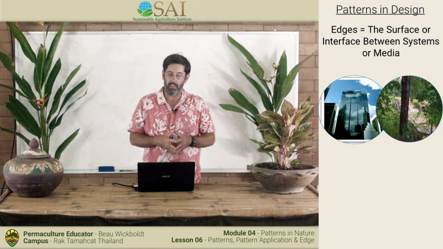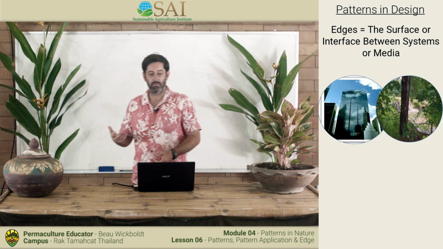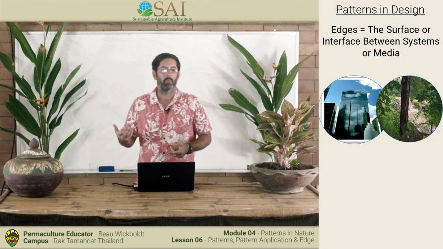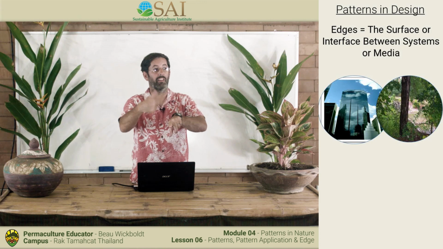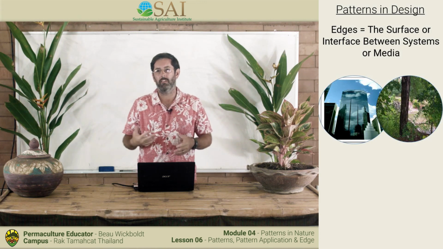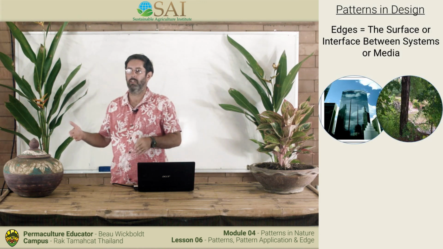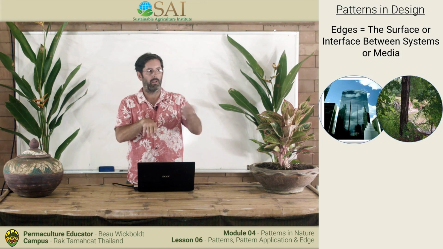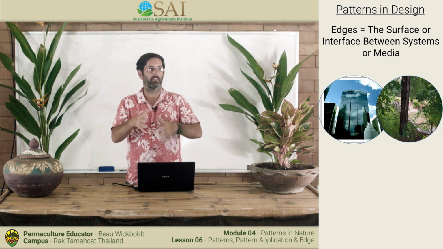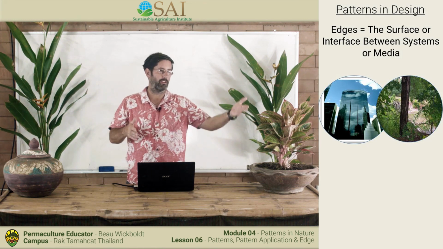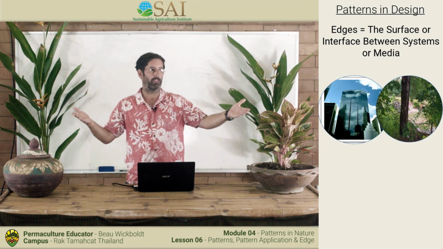So in here we have edges, the surfaces or interference between systems or media. And when we can overlap two different systems or media, we create a third or more dynamic system. We can see this like, think about Central Park in the middle of New York. And at the edge of the park, you have the interaction between the people going between the edge. And along that edge is more dynamic than, say, the center of either of the separate mediums.